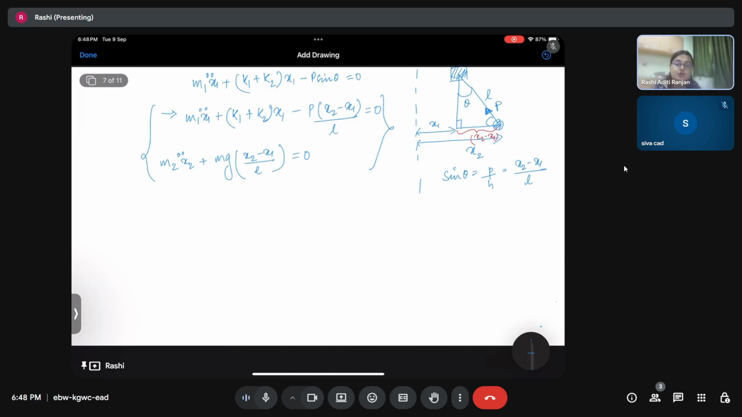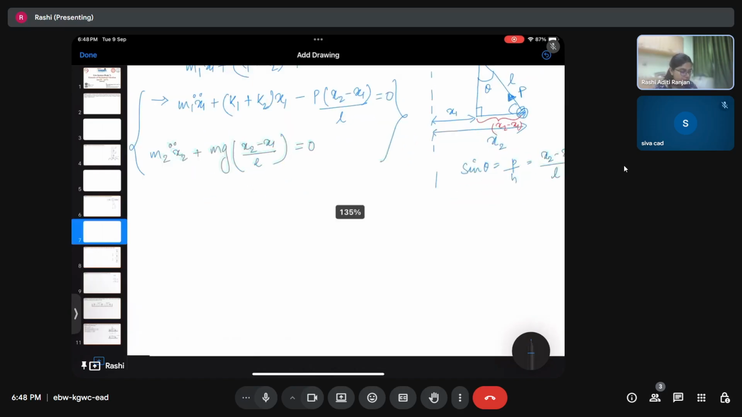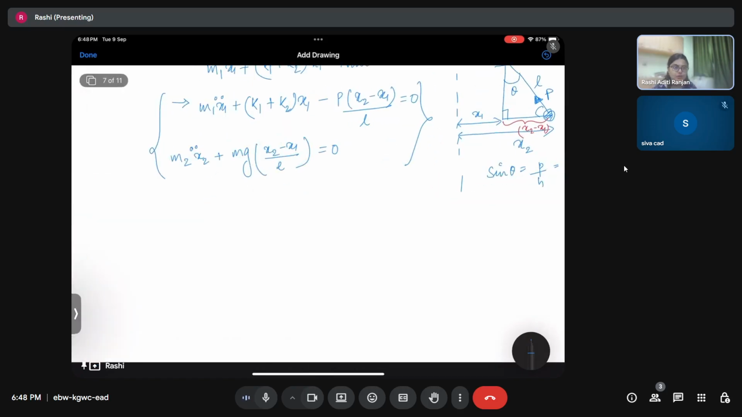Now we are supposed to find out the natural frequencies of the given system. How do we find the natural frequency? We have two equations, correct? We need to use these two equations to find the natural frequencies. Since we have two masses, there are definitely going to be two natural frequencies.